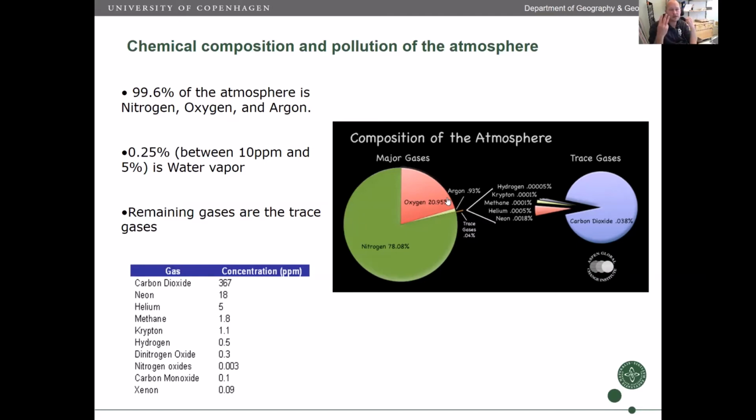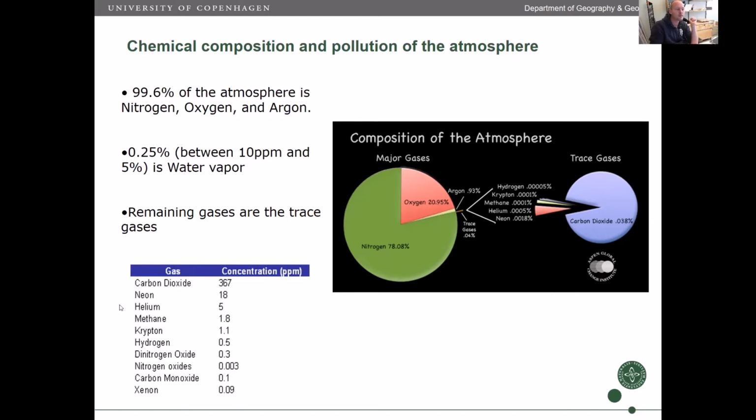So these three elements together constitute 99.5% of the entire atmosphere. And the remaining gases are called the trace gases. And this is what this lecture will be about: how to do remote sensing of some of these trace gases. And the largest of these trace gases is carbon dioxide, which you of course know about.